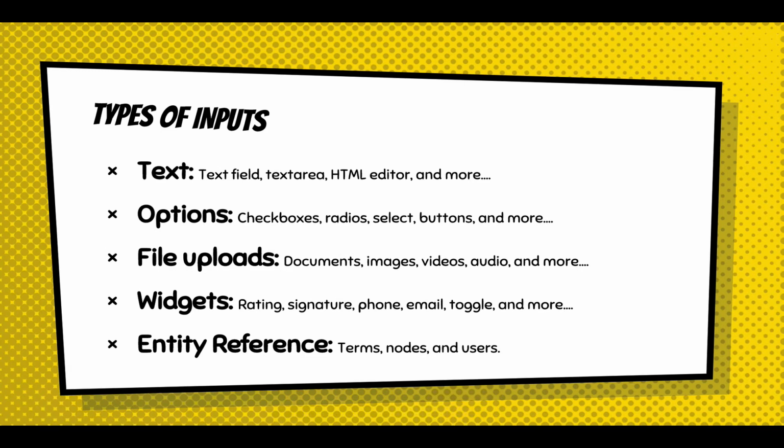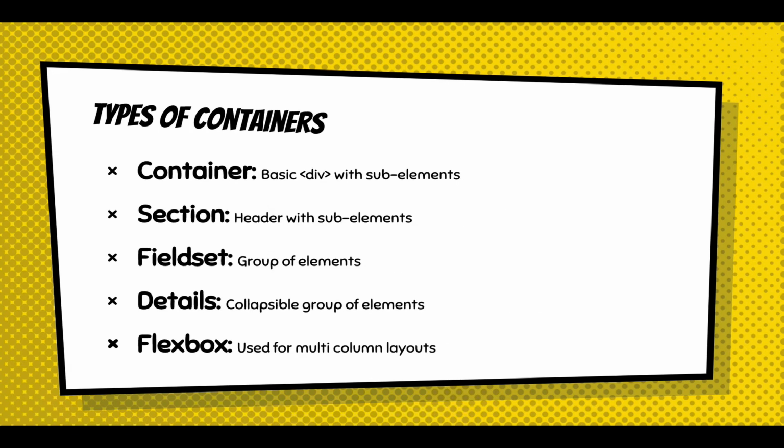Now, there's the types of inputs we kind of hinted at. There's text, options are select menus, radios, checkboxes. There's file uploads. And I'm just calling widgets all the little nuanced ones like a signature or rating element. And finally, there's entity references, so you can reference content, nodes, users on your site.